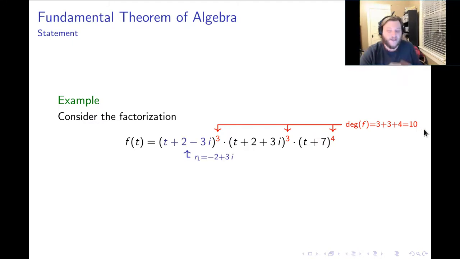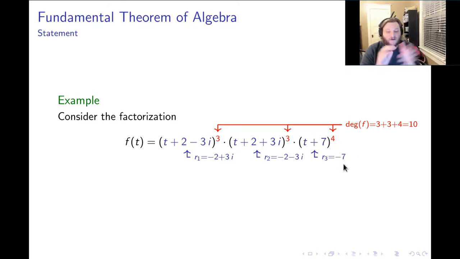The next thing we can do is figure out the roots from this equation. Remember, in the fundamental theorem of algebra, the factors are t minus the root. So here, t plus 2 minus 3i is the same thing as t minus the quantity negative 2 plus 3i. So the first root of this polynomial is negative 2 plus 3i. Then the second root would be negative 2 minus 3i here. And the last root would be negative 7.